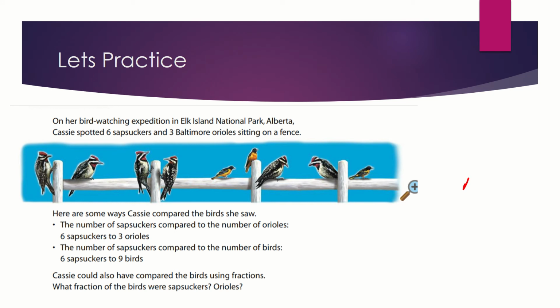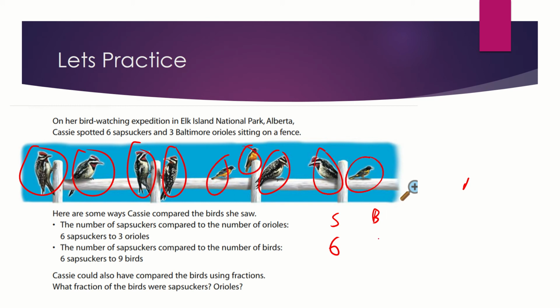Now, you can also do ratios with whole birds. So, if we have sapsuckers here and we have 6, but now I want to compare it to birds, what I'm going to do is take the combination of sapsuckers, which is 1, 2, 3, 4, 5, 6, and now I'm going to add the orioles, 7, 8, 9. So 6 to 9 would be our ratio of sapsuckers to birds. Finally, if I want to do orioles to birds, I'm going to count how many orioles. We got 1, 2, 3. So we got 3, and then we have a total of 9 birds. So here are some ways that you can compare the data.